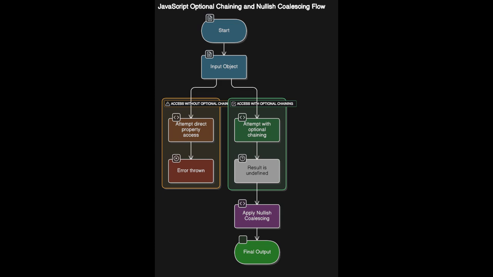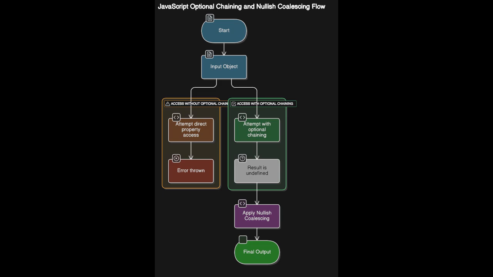Moreover, when used in conjunction with the nullish coalescing operator, double question mark, you can provide default values for cases where a property is not found, further enhancing the safety and readability of your code. Let's say you're fetching data from an API and the response structure might change over time. Optional chaining becomes incredibly useful here, allowing you to navigate unpredictable data structures safely.